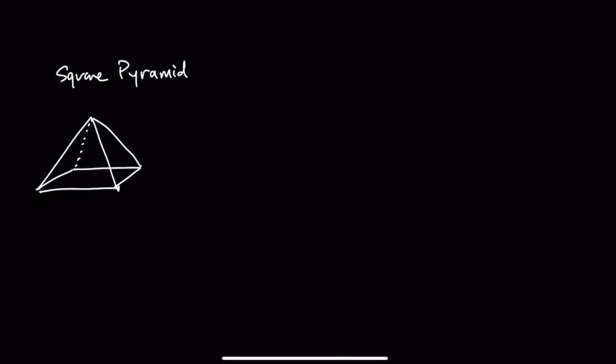Let's talk about the square pyramid. The square pyramid is going to be made up of triangular sides, all with a square base. The measurements that make up a square pyramid are the height, the side lengths of the base, which are the same on all 4 sides of the square, and the sides of the triangles, which we're going to call S.